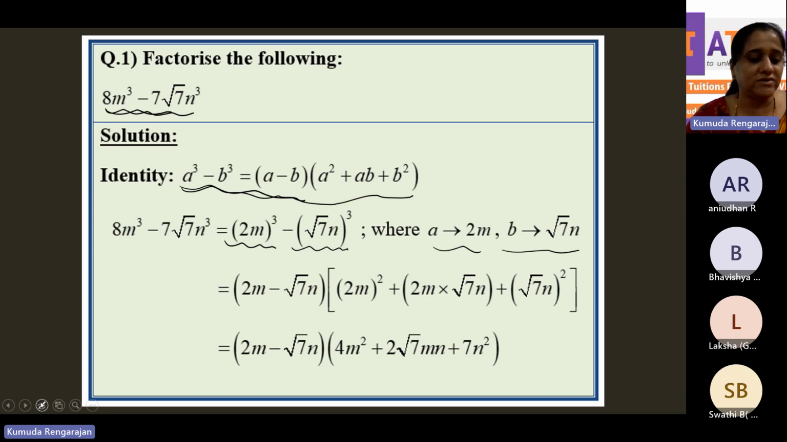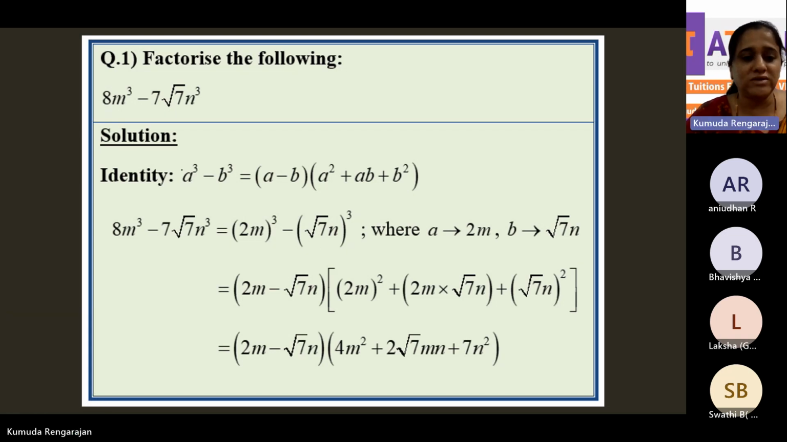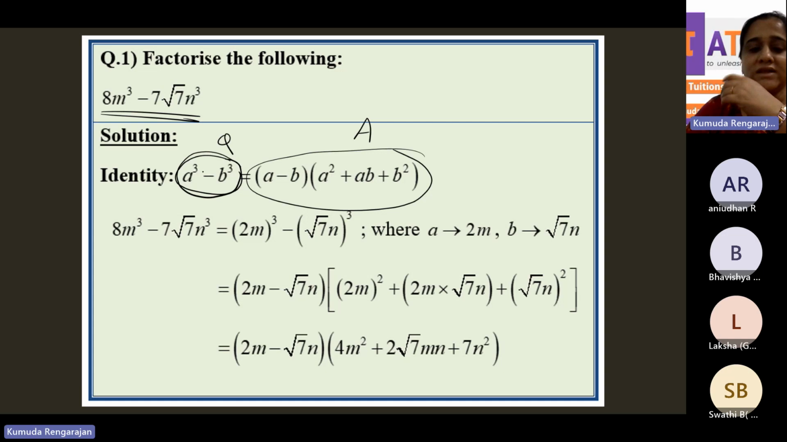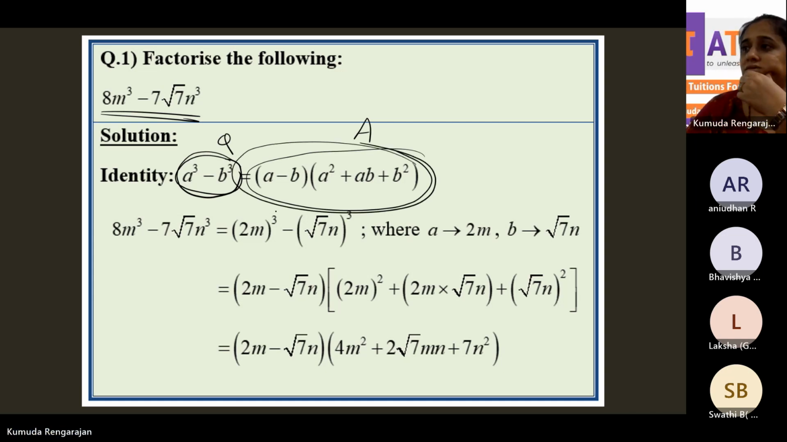The question looks like this. This is the question. So this is the answer. An identity has both question and answer in it. Once you identify the correct identity, that identity has the question and answer in it. Now the given question is of this form. Then the answer will be of this form. So from the identity itself, you can make out the answer also.